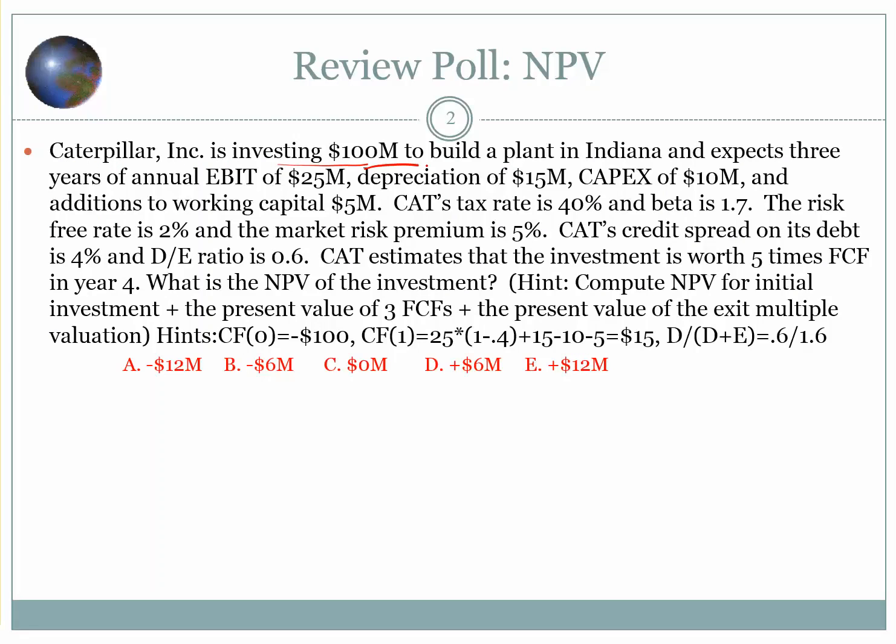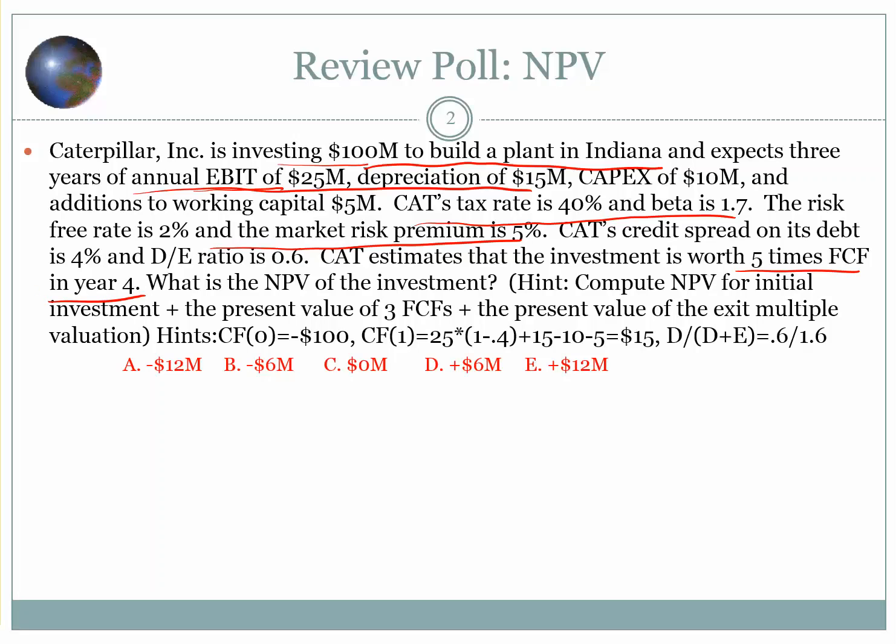Caterpillar is looking to invest $100 million in Indiana, not India, Indiana, and expects 3 years of cash flows of the following. You're given Caterpillar's tax rate, beta, risk-free rate, market risk premium, debt spread, and so on. They also want to value the investment as worth 5 times free cash flows in year 4. So we're going to do an NPV for 4 years.